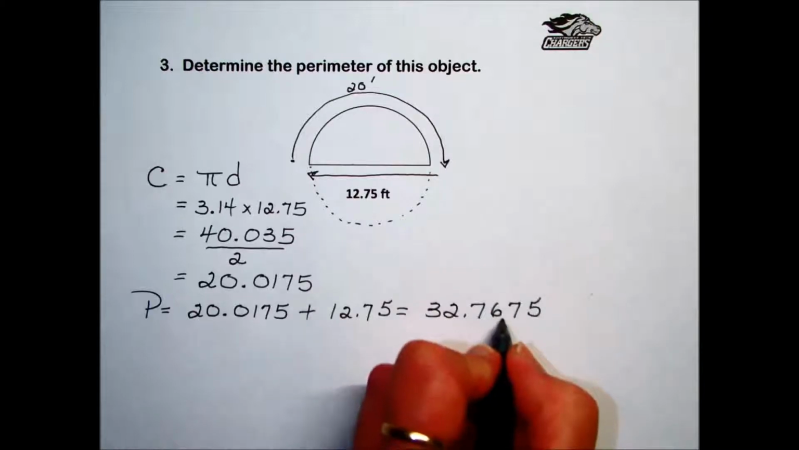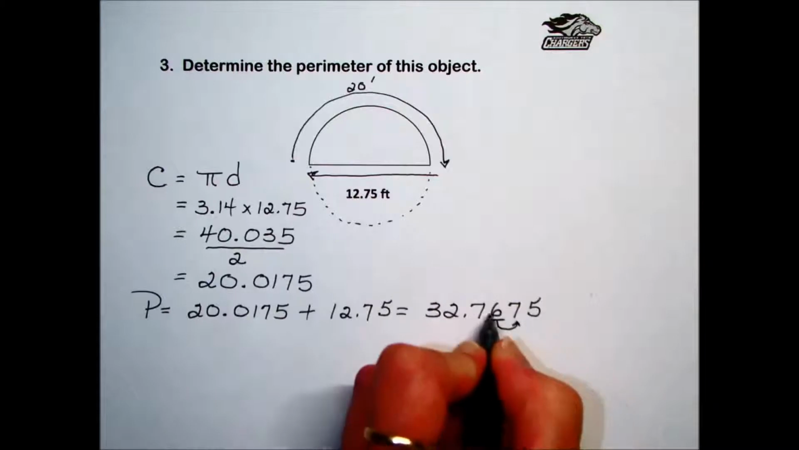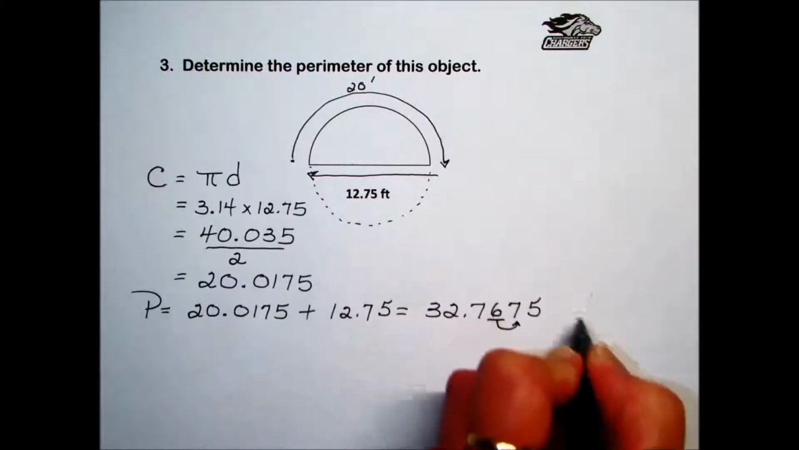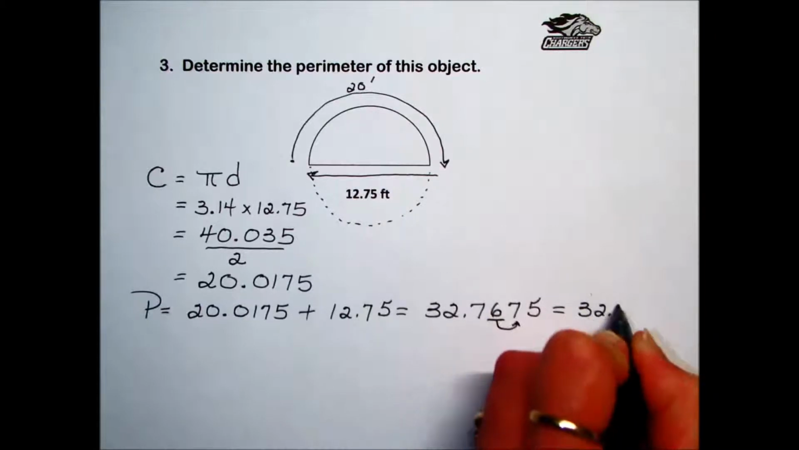The instructions tell us to round to the nearest hundredth. So if I go to the hundredths place and look at the thousandths, 5 or greater in the thousandths, we'll add 1 to our hundredths value. So our final answer is going to be 32.77 feet.